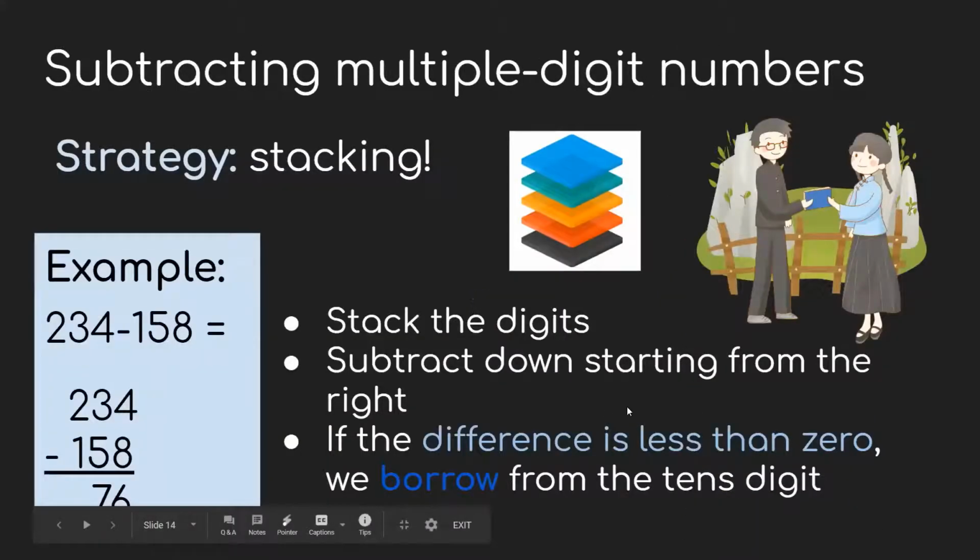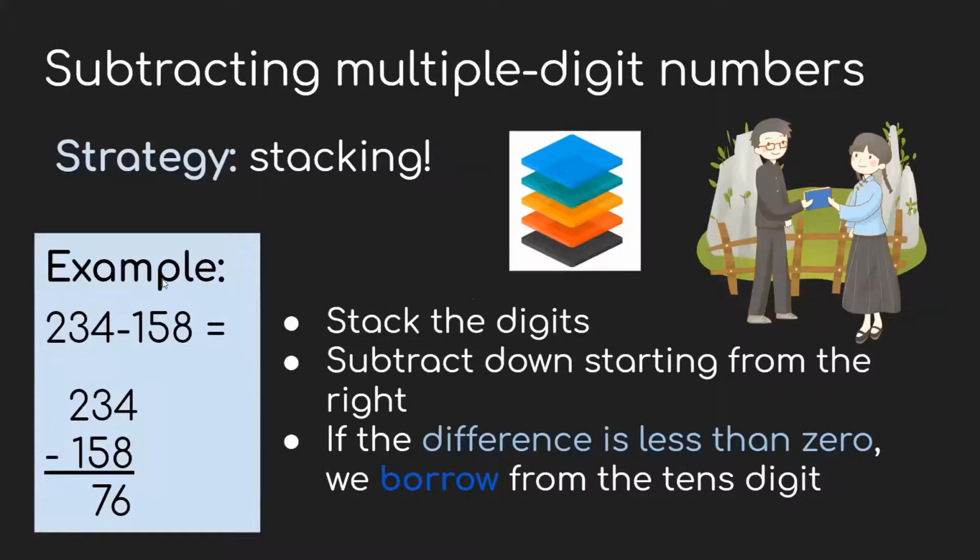Moving on, let's talk about subtracting multiple digit numbers now. Our strategy is once again going to be using stacking. We're going to start by stacking the digits, and then we're going to subtract down starting from the right side. And if the difference is less than 0, we're going to have to borrow from the tens digit. So let's look at our example problem.